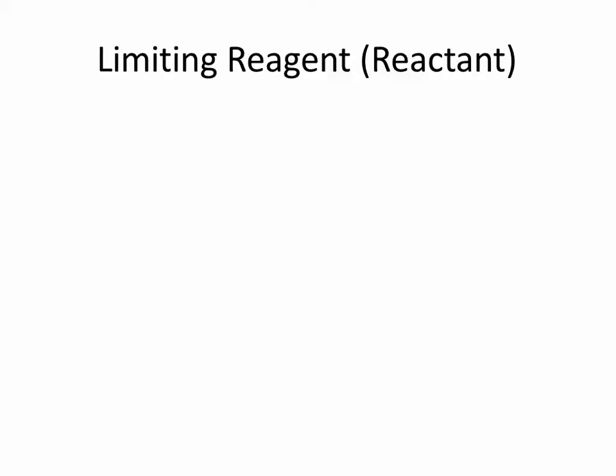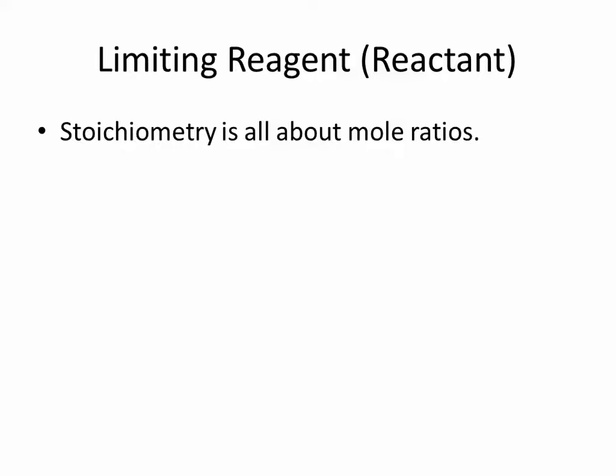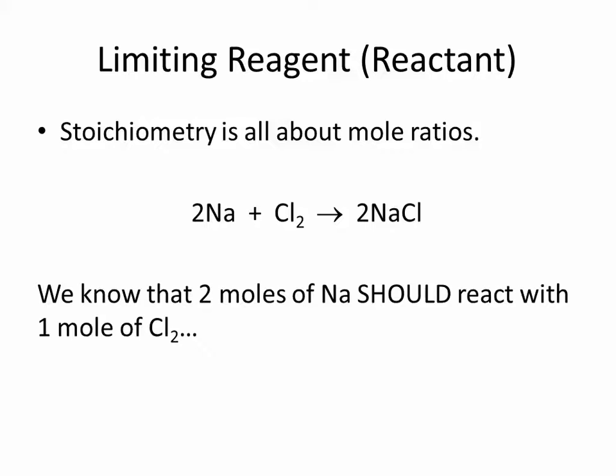First off, just a reminder that stoichiometry is all about mole ratios. So when you have an equation like this, 2 sodiums and a chlorine making 2 sodium chlorides, we already know that the mole ratio is found by the coefficients in front of each formula in the equation. So through that, you should already have figured out that 2 moles of sodium should react with 1 mole of chlorine. But in real life, is that always the case?